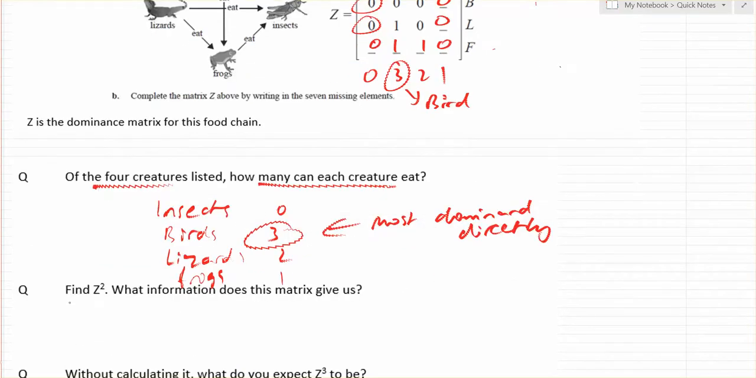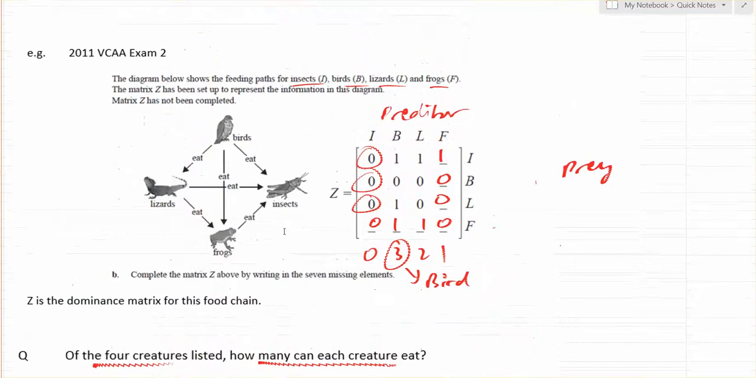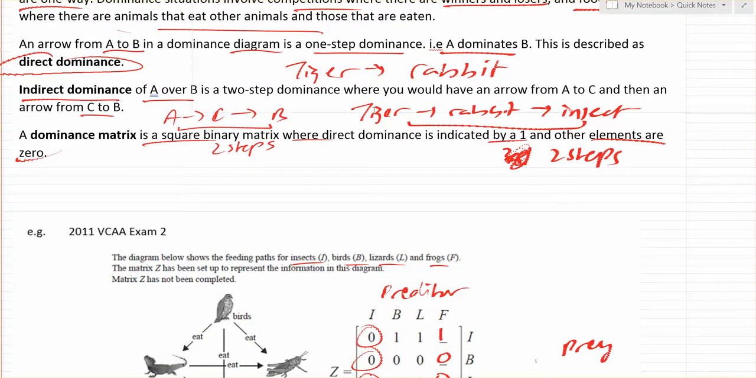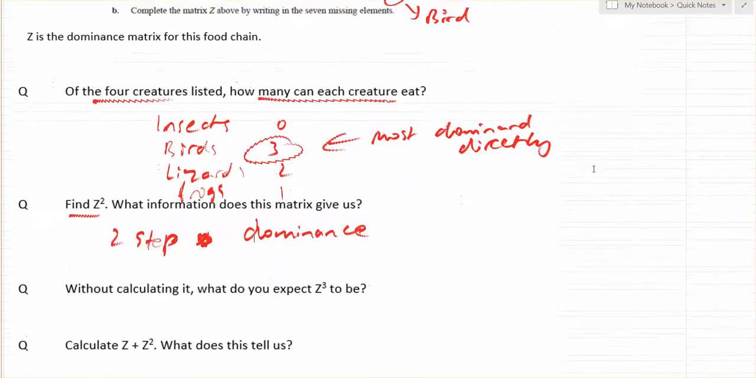What does Z squared give us? It gives us the two-step dominance of creatures eating each other. I'll give you an example of what two-step dominance means. If a tiger eats a rabbit and the rabbit can eat insects, then the tiger is dominant over the insects in two steps, indirectly.